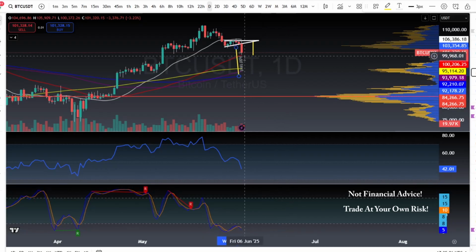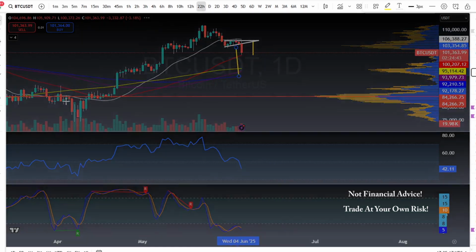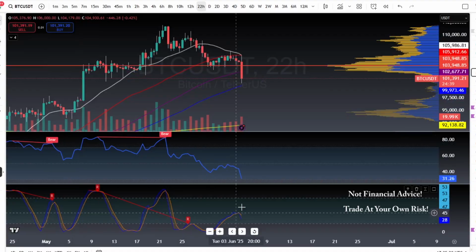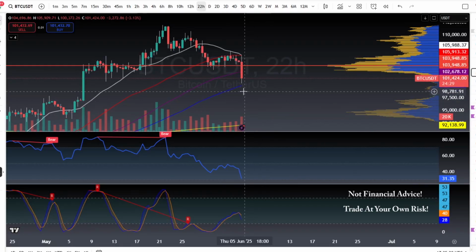If we break the 50-day moving average, the next stop unfortunately is going to be the 200-day moving average, though. That's going to be pretty sad to see. Now if we head over to the 22-hour chart, stochastics never made it up, started to roll over. We already ate up the 21, the 50, the 80, and the 100-day moving average. The next stop, if we break the 100-day moving average, is going to be this 200-day moving average at 92,139. It's not looking good here.